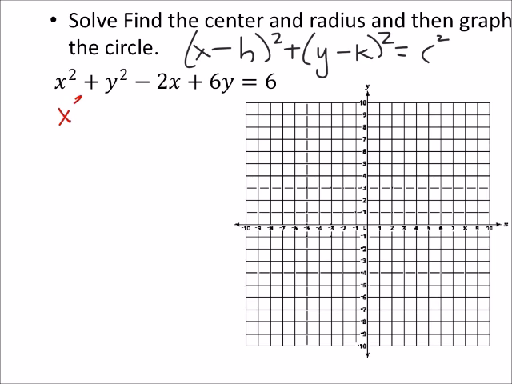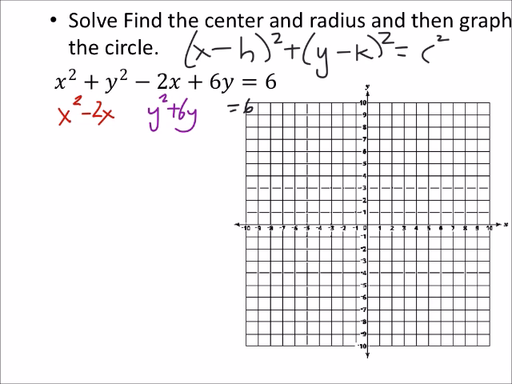So I'd have an x squared minus 2x. And then the y's as well, I'm going to have a y squared plus 6y. And all of this is going to equal 6. Now I just need to complete the square for both the x and the y, and whatever I do to one side, I've got to do to the other side of the equal sign.